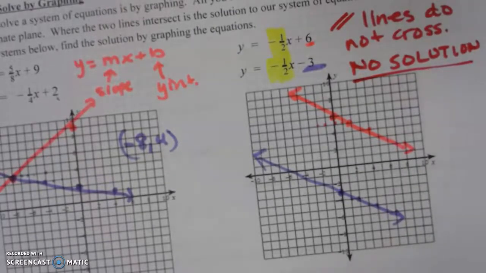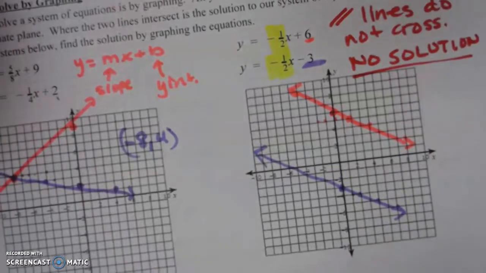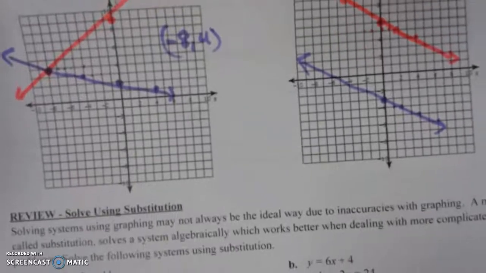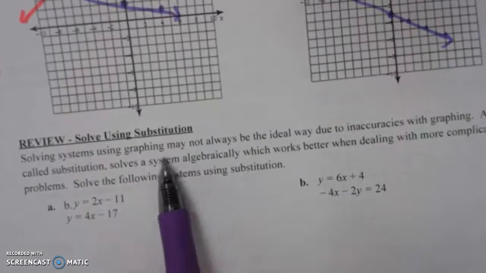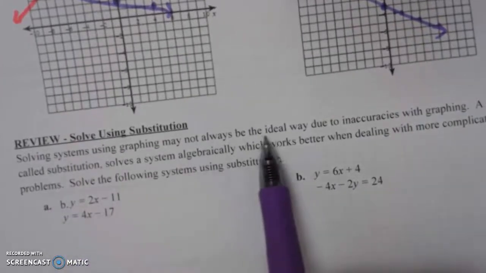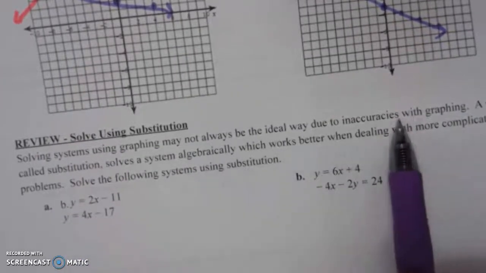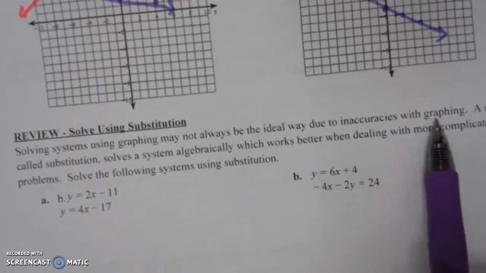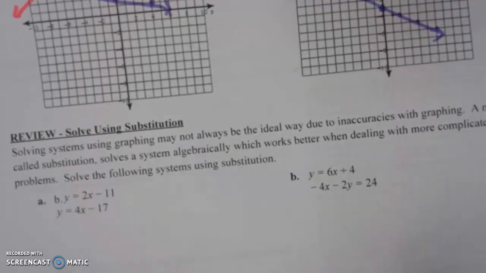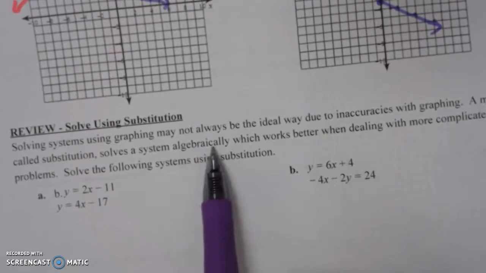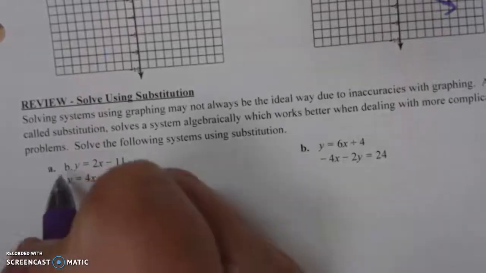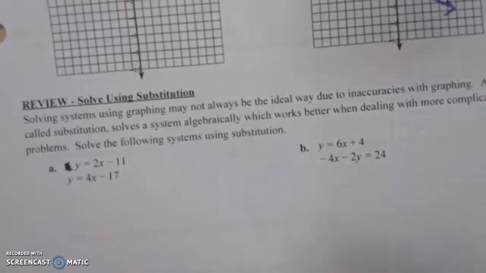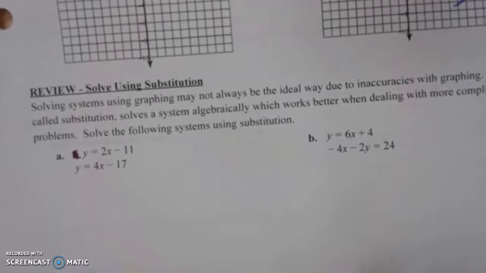Now, it's nice to be able to graph and see a picture of when 2 lines will cross, but that's not always the best and the easiest way to solve it. Another way to solve is using substitution. Using graphing may not always be the ideal way due to inaccuracies with graphing. A method called substitution solves a system algebraically, and it works better. So what we're going to do is substitution, and this b right here is just like a little typo, just ignore it.